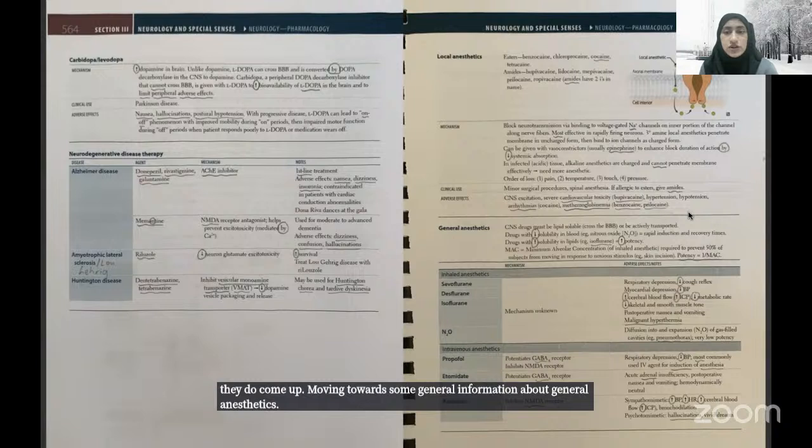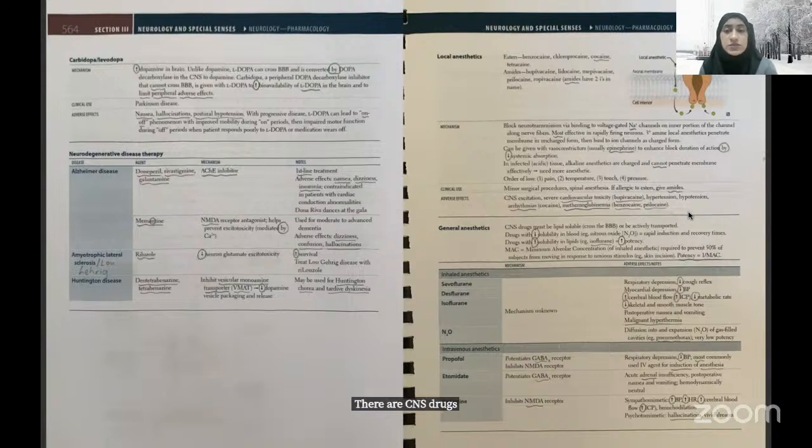These are CNS drugs. So CNS drugs must be lipid soluble because we have to cross the blood-brain barrier, right?